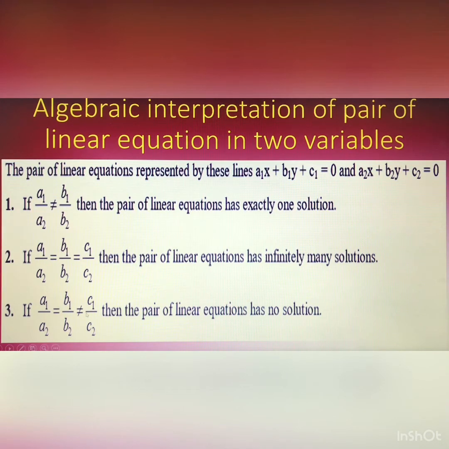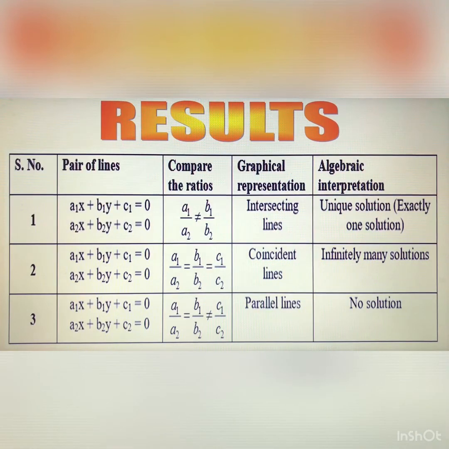So without plotting the points on the graph, we can find the final answer by the ratios of the coefficients in these three cases. First one, this is the unique solution, and second one, the lines are coincident, meaning infinitely many solutions, and third one, lines are parallel, meaning no solution. And this is the second result from the pair of linear equations.